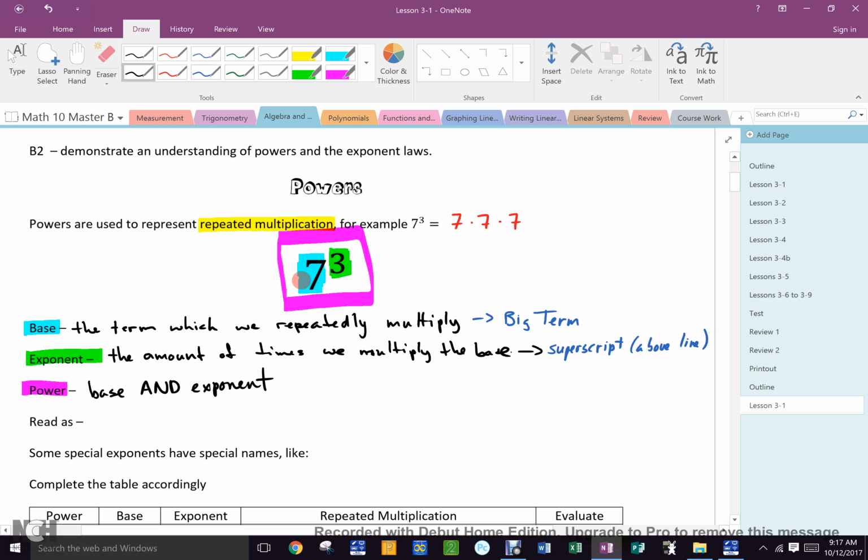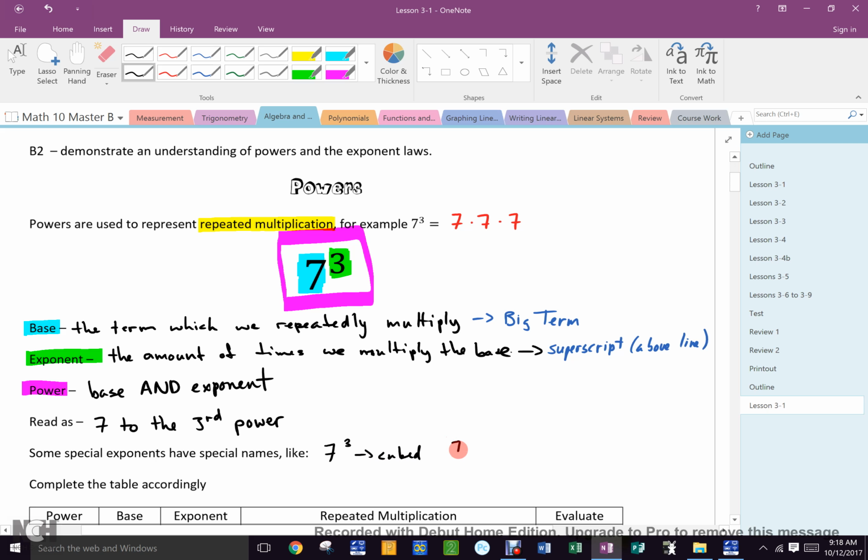And how do we read that? 7 to the third power. Except this guy gets a special name, right? Who remembers the name of that guy? 7. What is the 3? It gives us a special name. Cubed. 7 to the third is cubed.